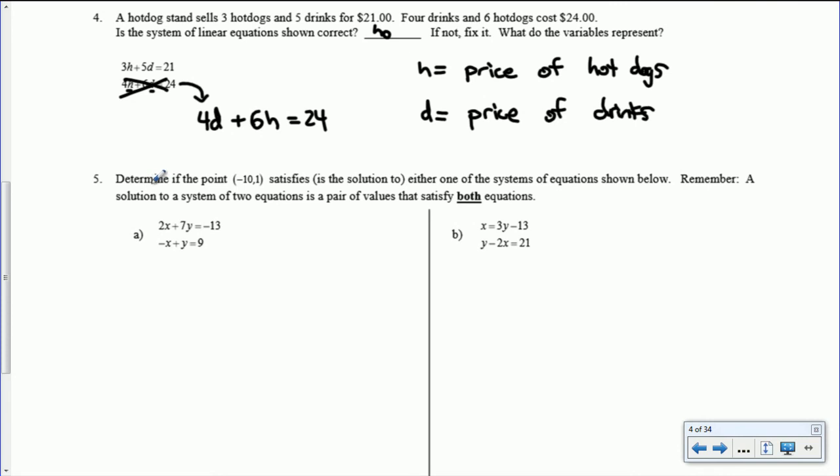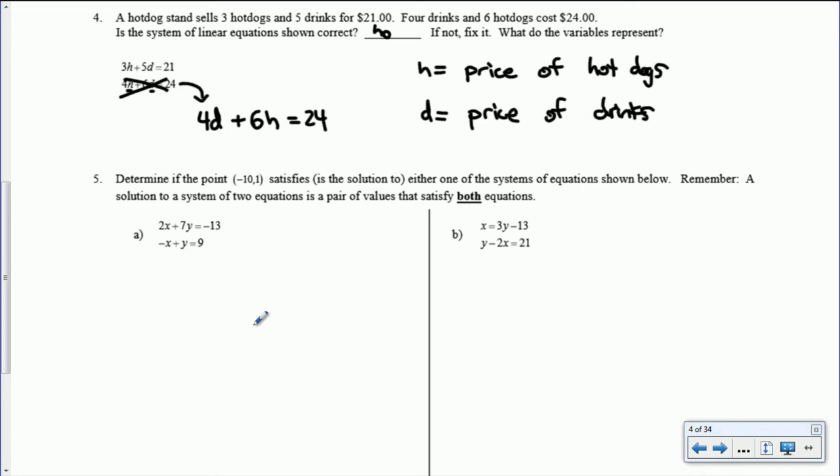Alright, number 5. Determine if the point (-10, 1) satisfies or is the solution to either one of the systems shown below. Remember, a solution to a system of 2 equations is a pair of values that satisfy both equations. So it's not enough just to satisfy one of 2. It has to work for both equations in the situation.